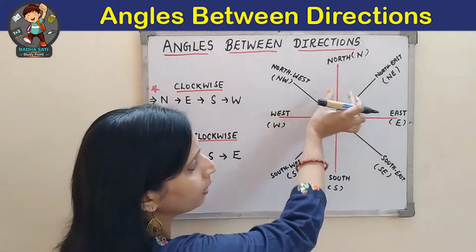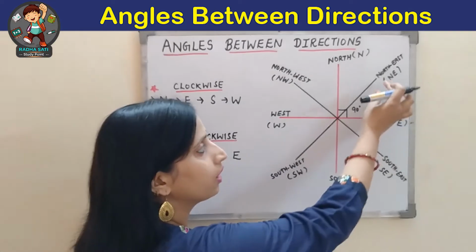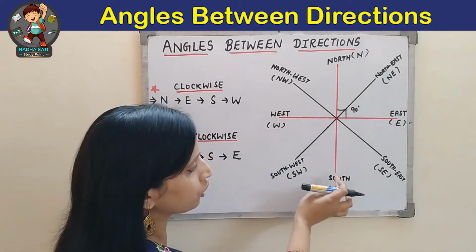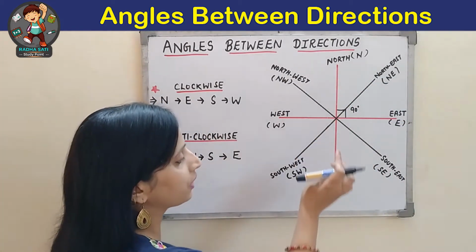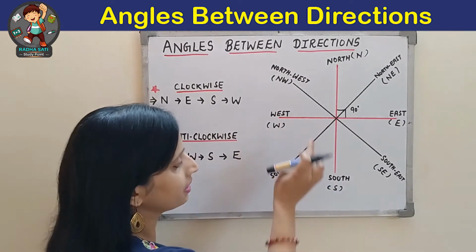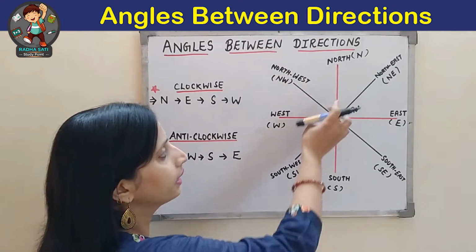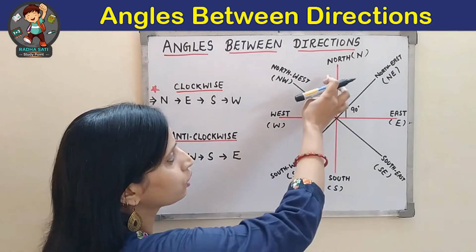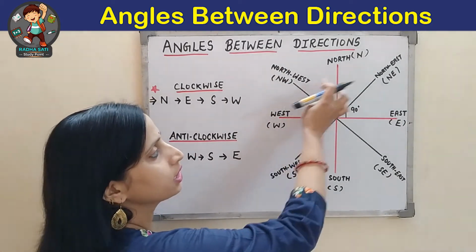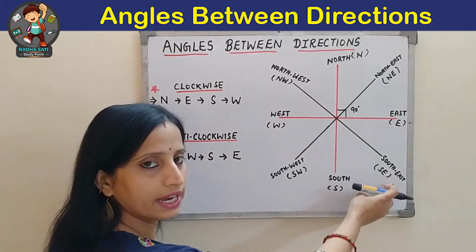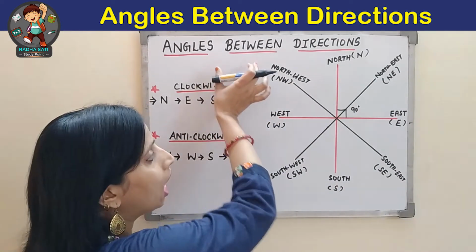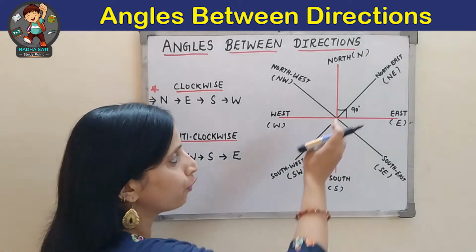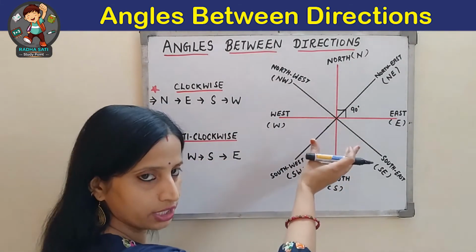The direction between north and east is called northeast, and the direction between south and east is called southeast. The direction between south and west is called southwest, and the direction between north and west is called northwest. So these four are called intermediate directions. In today's video, we will learn how to find out the angles formed between the directions.